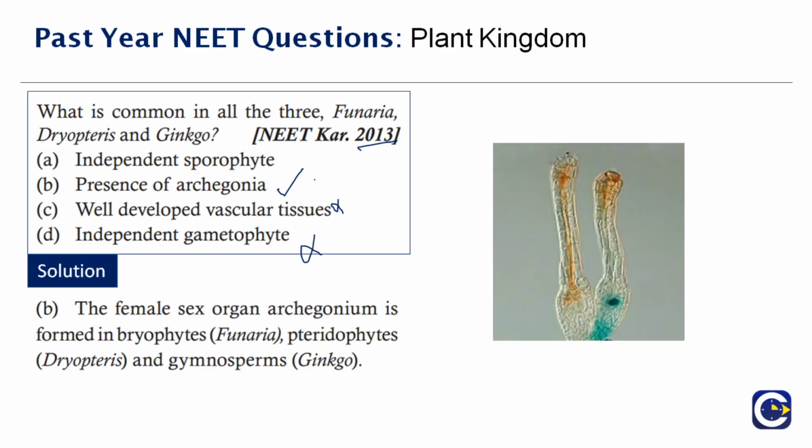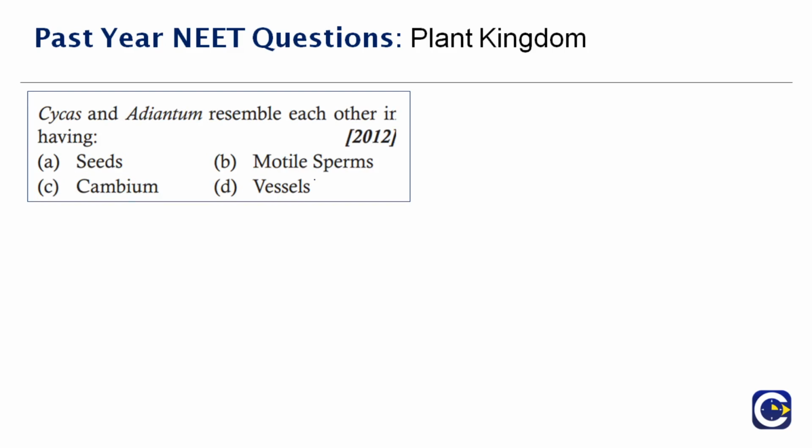So to your right side you can see the archegonia structure. Okay, so this is how it will be when you view it under the microscope. Okay, so here the female sex organ archegonium is formed in bryophytes, pteridophytes and gymnosperms. So this is one feature which is common in all the 3 mentioned above organisms of plants. Okay, now let's move to the next question.